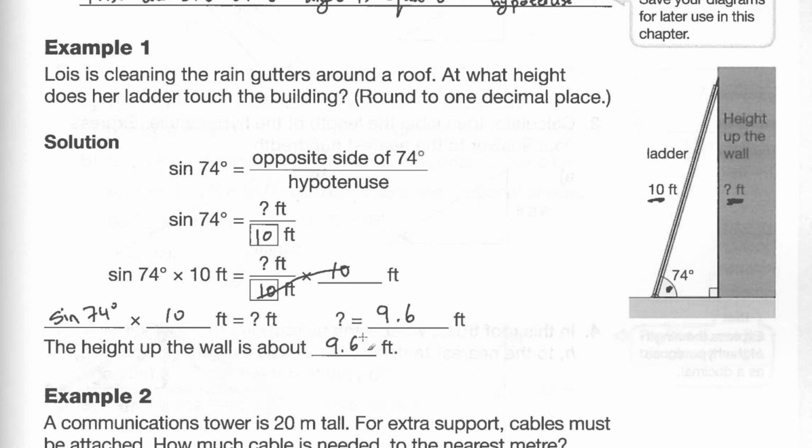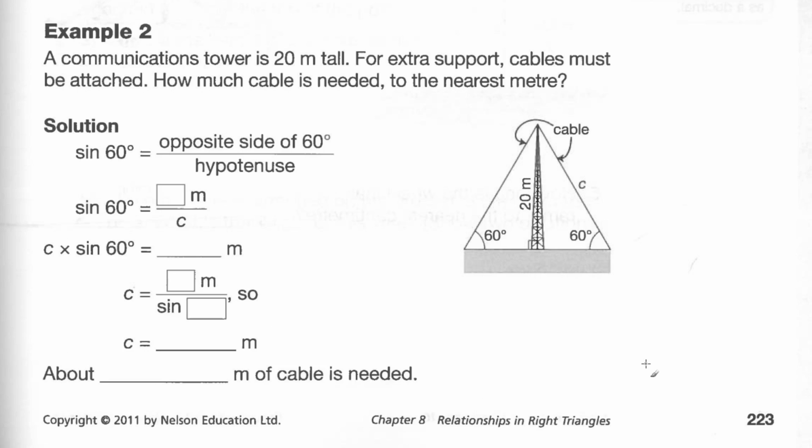For example number 2, we have a communications tower that is 20 meters tall. For extra support, cables must be attached. How much cable is needed to the nearest meter? Well, we have once again our angle here, and the opposite side is our 20 meter side. And this time we're trying to find out the hypotenuse. The hypotenuse is often called c because of the Pythagorean theorem, where it's represented by c.